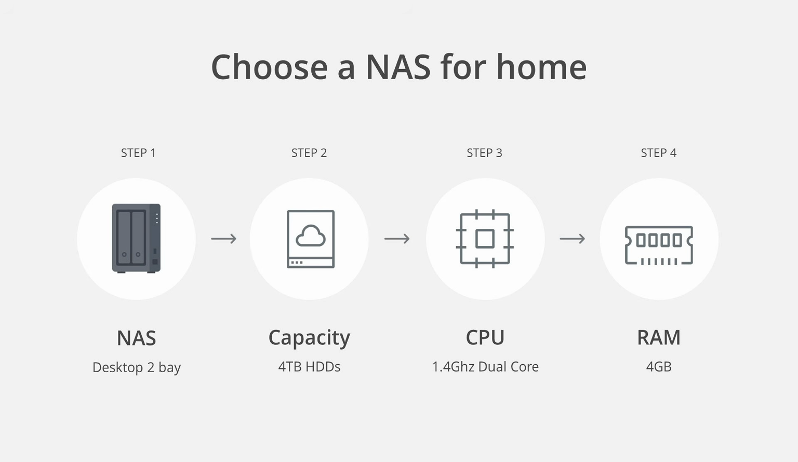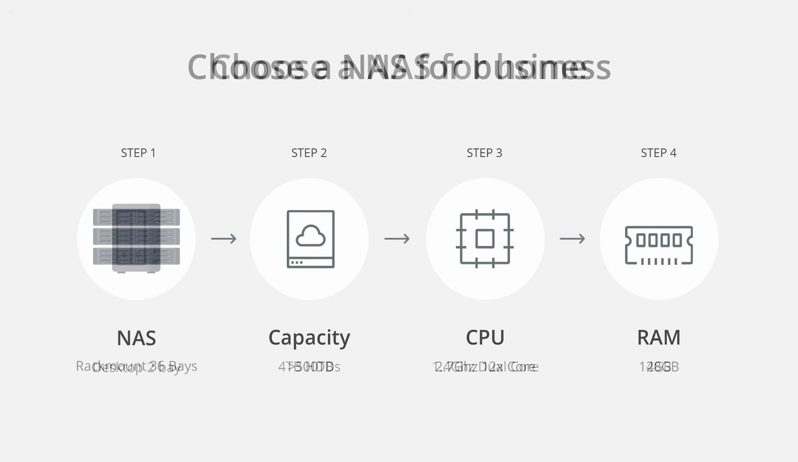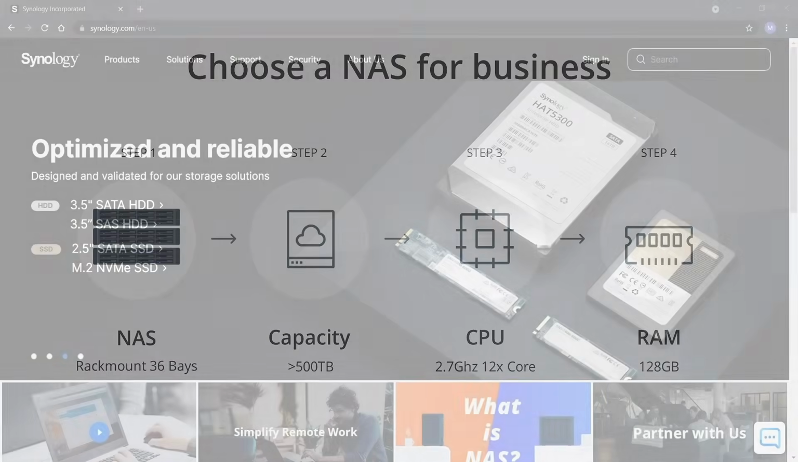Now, let's go polar opposite and spec something really powerful for a large business. So for this business, we're looking for over 500 terabytes of storage. We're going to need to get a NAS configuration that will take 36 16-terabyte hard drives in order to meet this goal. The CPU is a 12-core, 2.7 gigahertz CPU, so it's going to be running some intense business software. Finally, we need a whopping 128 gigabytes of RAM, since this NAS is going to be hosting virtual computers, and a lot of them.